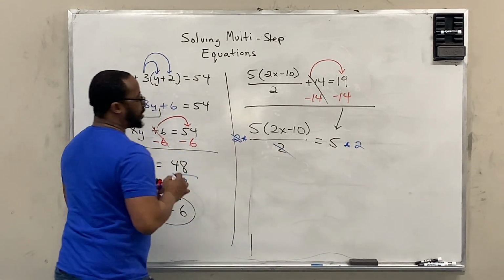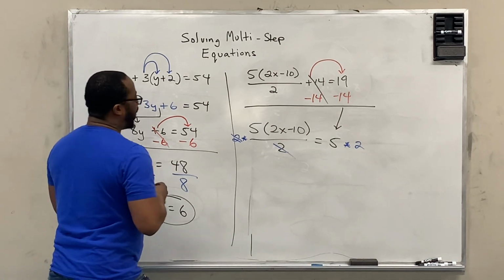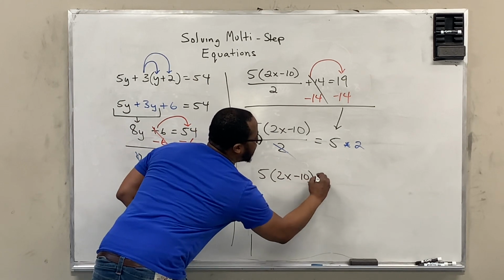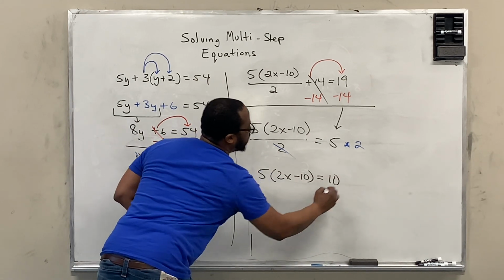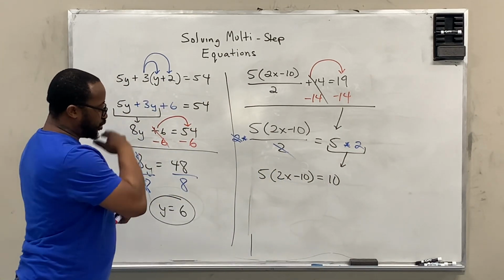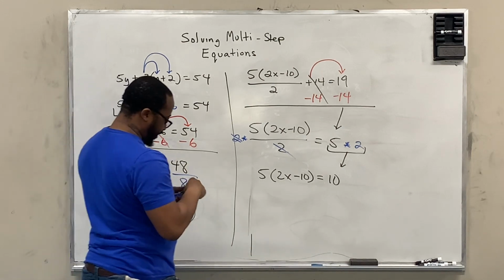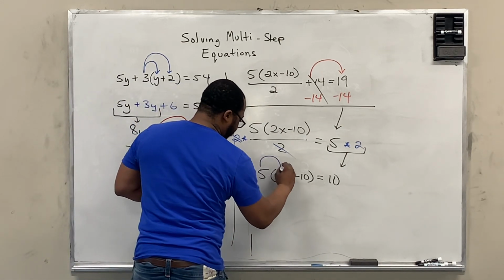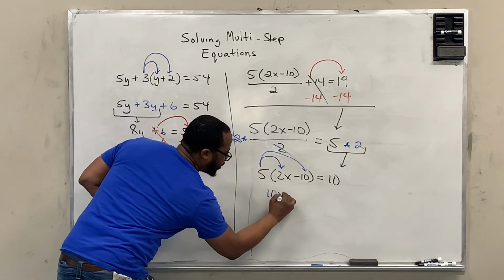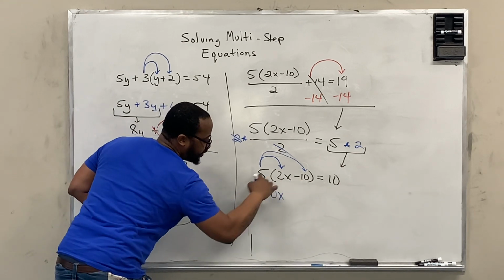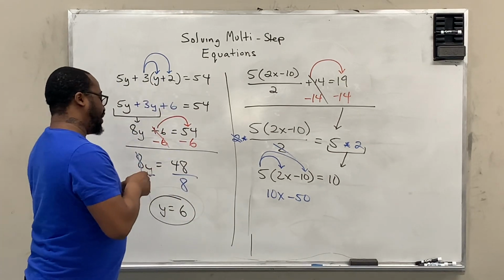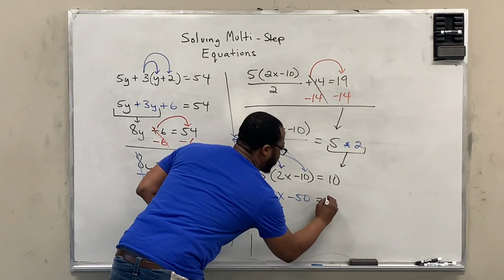This is going to cancel this out, okay? Now I'm going to have 5 times (2x minus 10) is equal to 5 times 2, which is 10, okay? Now, we're going to distribute the 5 to the 2x and the 10, okay? So 5 times the 2x is going to be 10x. Positive 5 times the negative 10 is going to make the negative 50, okay? Then that all equals 10.